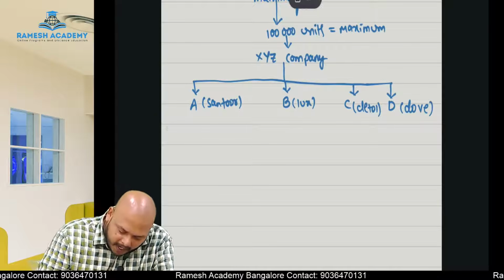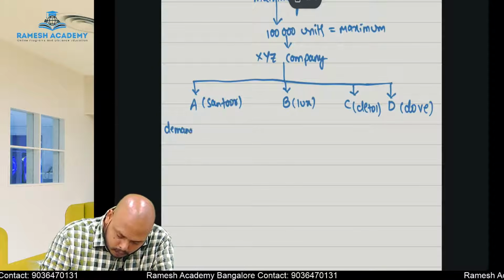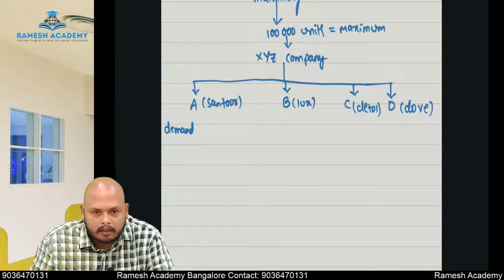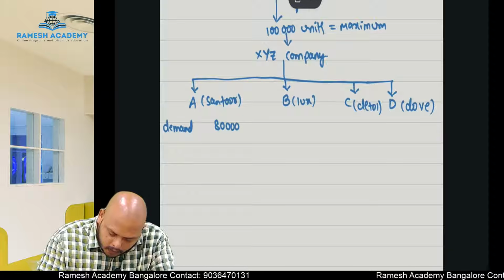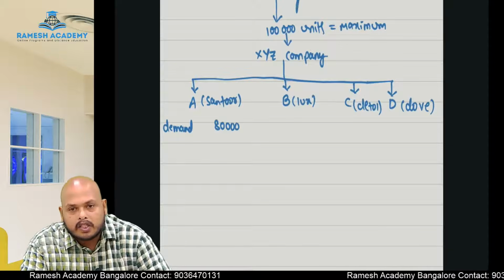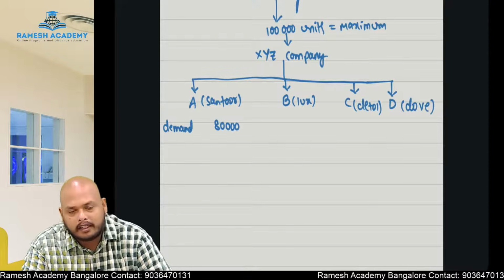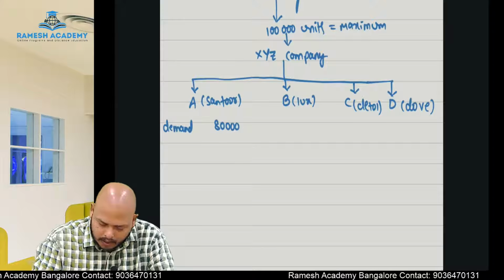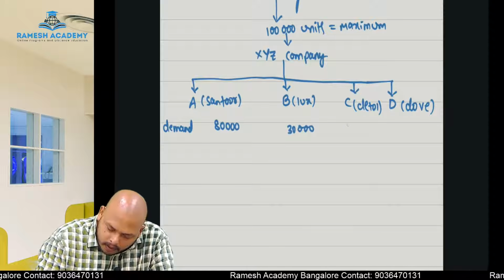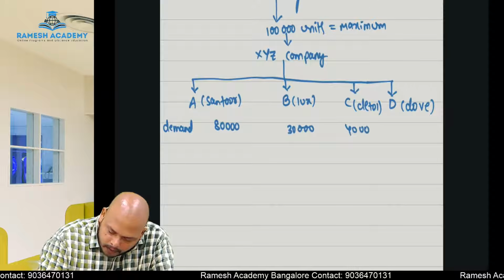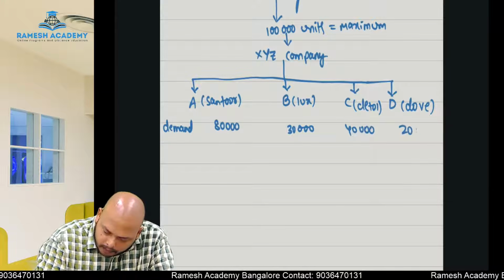If you see the demand for the products, Santur soap has a demand of 80,000 soaps in the market. Lux soap has 30,000. Dettol has 40,000. Dove has 20,000.